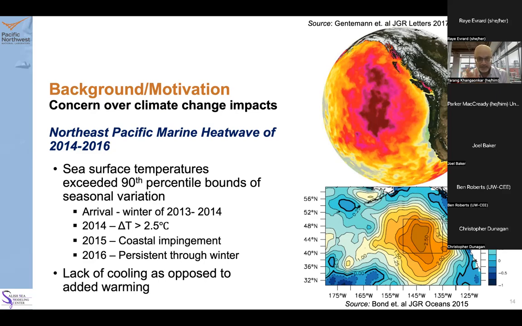Marine heat wave was noticed by Nick Bond and it was a blob of hot water that hung around in the Pacific Northwest coast. It was noticed in 2013, 2014, but really arrived on our continental shelf in the middle of 2014, and then entered Puget Sound and Strait of Georgia, Salish Sea. And he characterized it as lack of cooling as opposed to added warming, because the blob really stood out in winter months. Next slide.